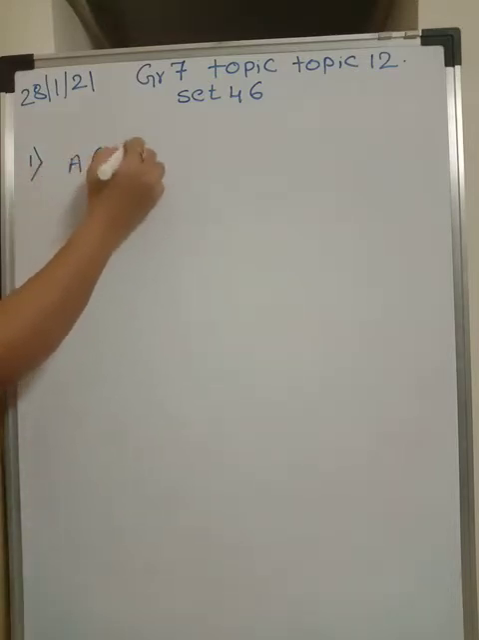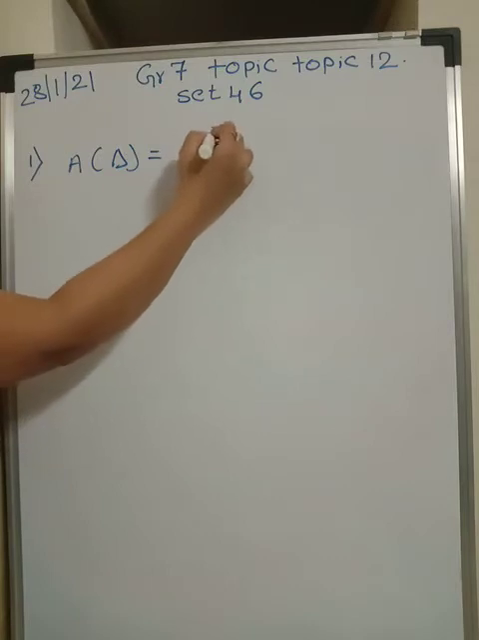Good morning, grade 7. Now before we go to set 46, let us understand two important formulas. So first is, what is the area of a triangle? You know that basic formula, I am going to tell you.